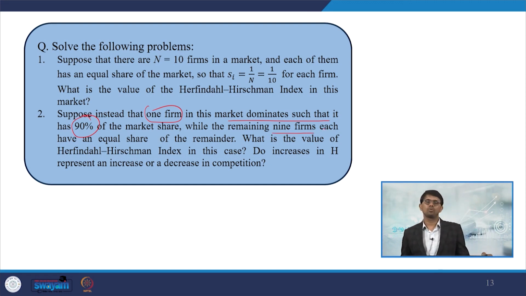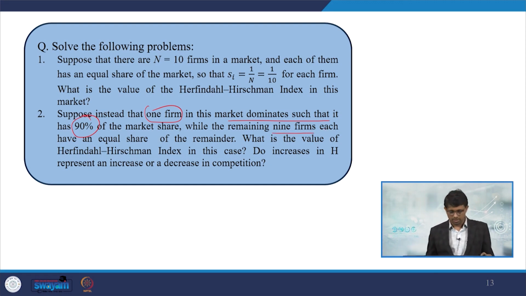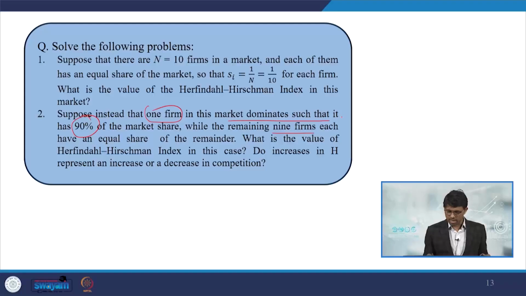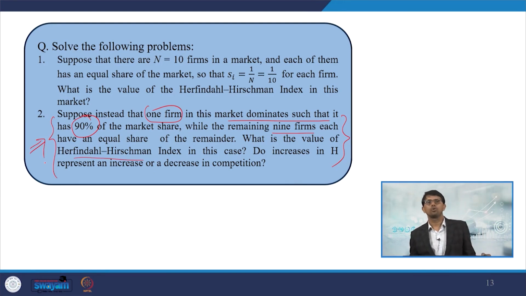Okay, so one firm has 90%, and the other 10% share is divided among the other 9 firms. So take 90% and its square, plus the other 10% divided among all 9 firms and their squares. You are supposed to just add it up and you will find the value. In this case, you will clearly find a value that is close to 1.